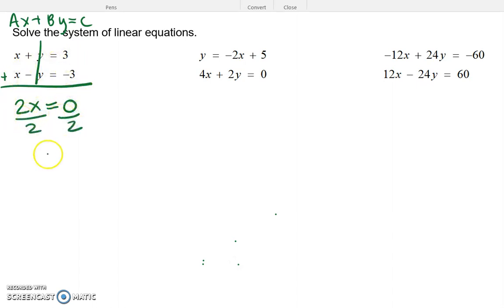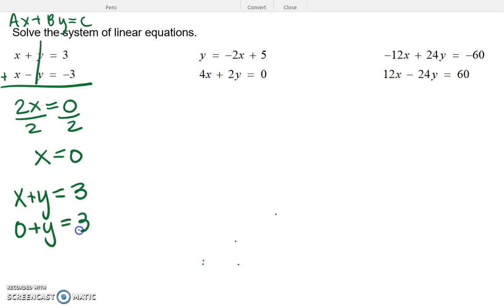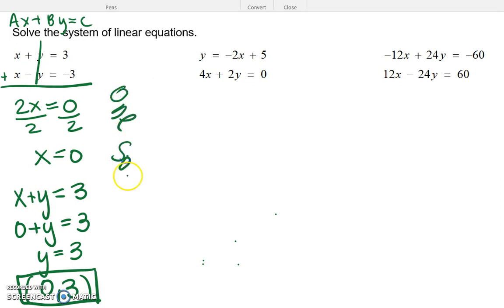Divide by 2, 0 divided by 2 is 0. Well, looky there, this one's going to have a solution, which is totally okay. So if x is 0, you do the same thing we did with elimination and pick an equation to plug it back into. So x plus y equals 3. So 0 plus y equals 3, which means y equals 3, and your solution is 0, 3. So this one has one solution.